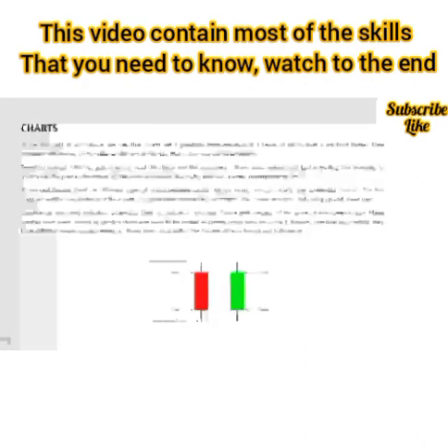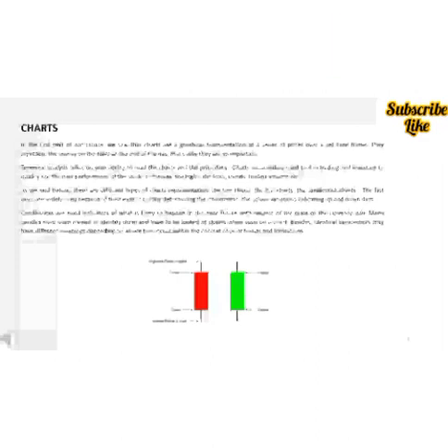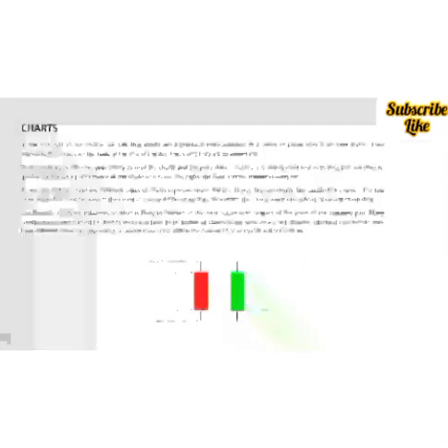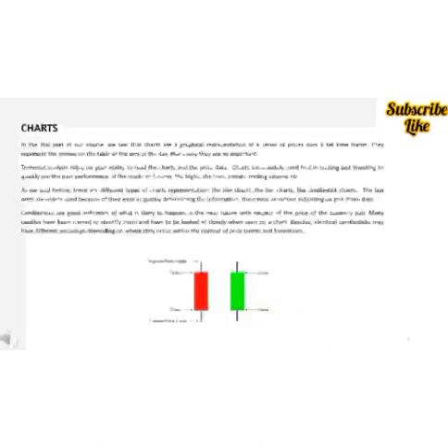In the first part of our course, we saw that charts are a graphical representation of a series of prices over a set time frame. They represent the money on the table at the end of the day, that's why they are so important. Technical analysis relies on your ability to read the charts and the price data. Charts are a widely used tool in trading and investing to quickly see the past performance of the currencies and stocks, the highs, the lows, trends, trading volume, etc.